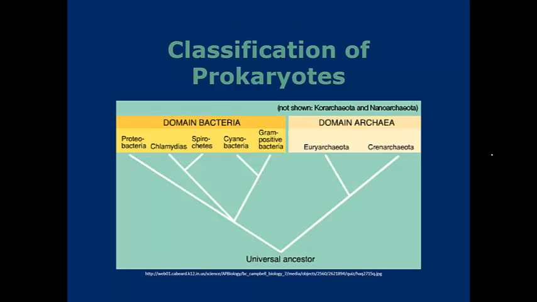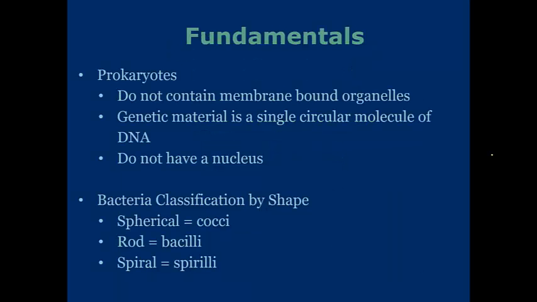Now that we've talked about eukaryotes, let's talk about prokaryotes. Since they are generally pretty simple in structure, they're often classified in different ways. Prokaryotes are noted because they do not carry membrane-bound organelles and do not have a nucleus. Their genetic material is a single circular molecule of DNA, and it looks something like this. They also undergo binary fission and can have plasmids introduced to them.